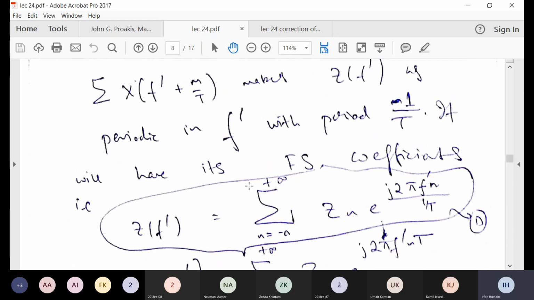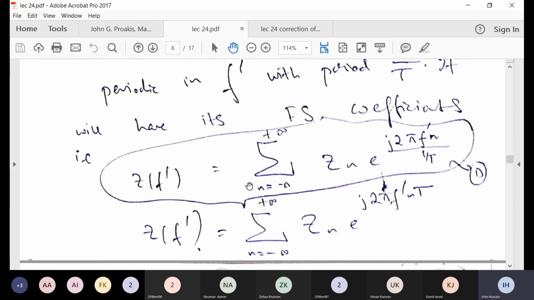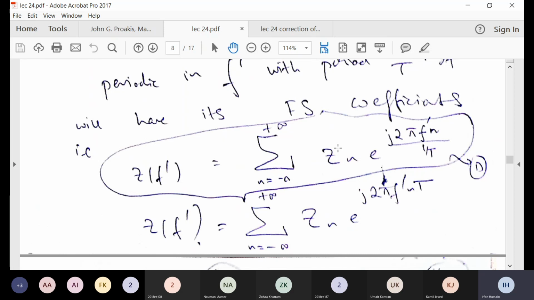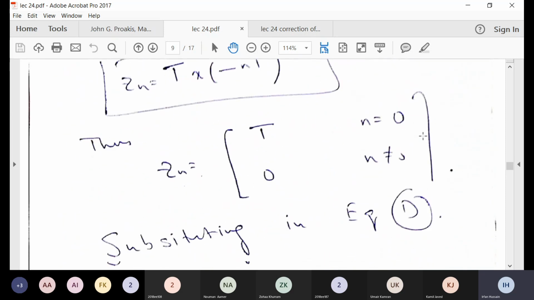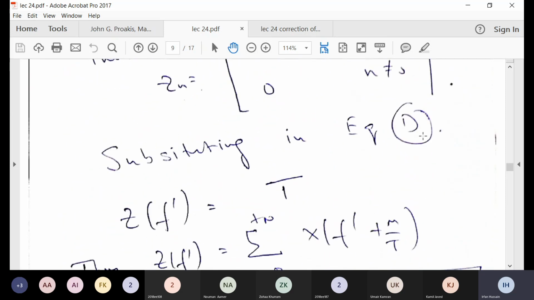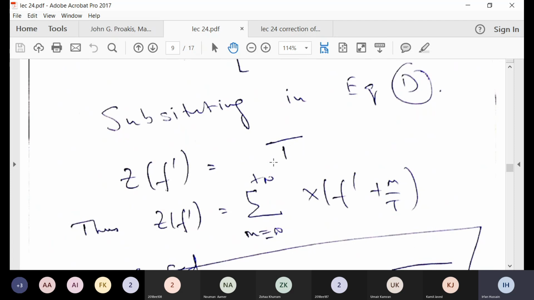Now we can substitute the value of Zn in equation D. So you can see Zn is T for n equal to 0, and for all other values of n, it is 0. So it will just be T into e^(j2π f' n·0), so it will be just equal to T. So Z(f) will be equal to T.